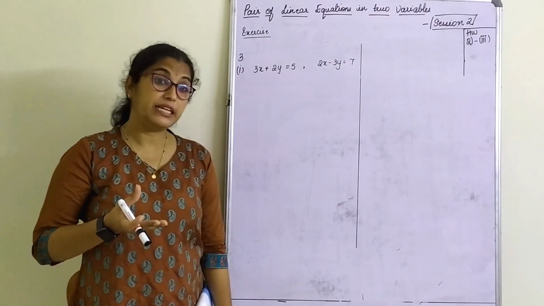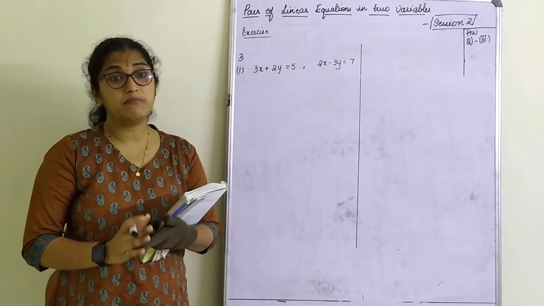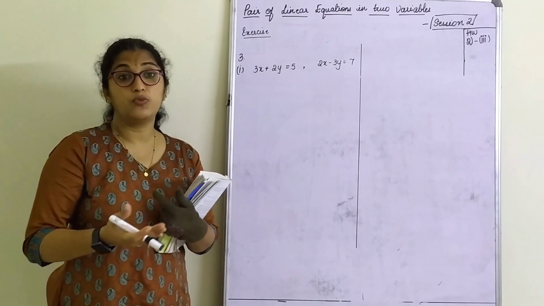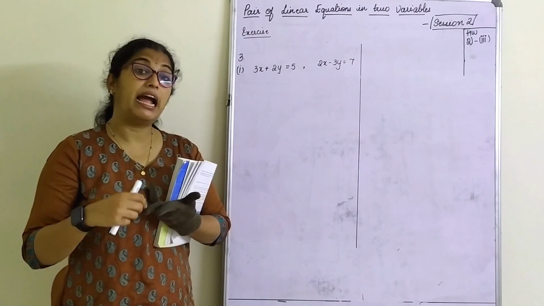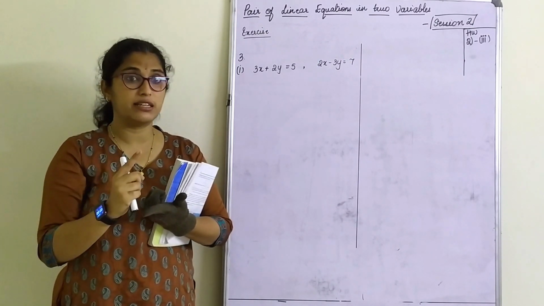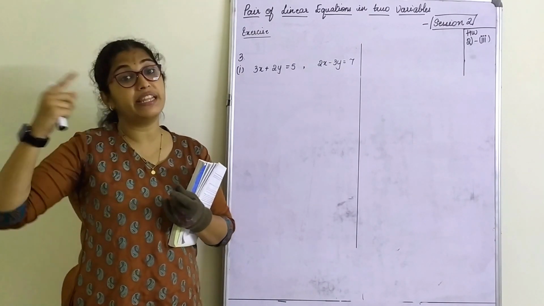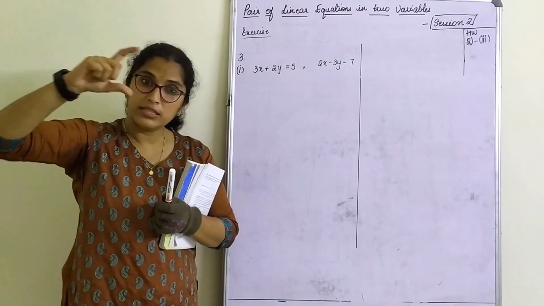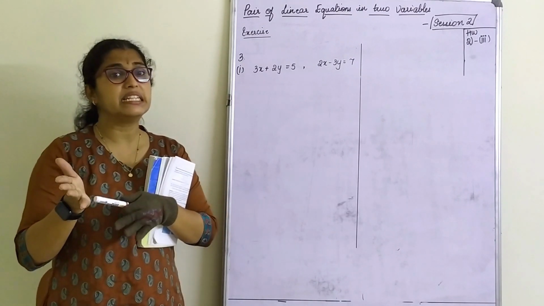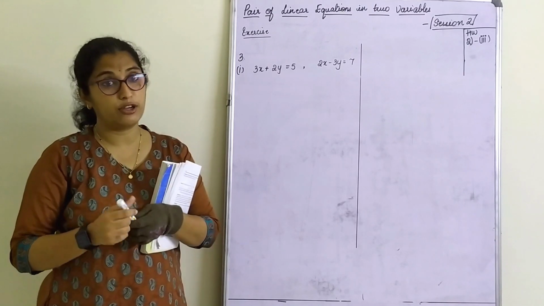What do you actually mean by consistency or inconsistency of a graph? Consistency means a graph can have at least one solution, right? So when the lines are intersecting and when they are coincident, in intersecting we have exactly one solution, a unique solution. But in coincident we have infinitely many solutions, but at least one solution exists. That is why they are consistent. Inconsistent means the graph cannot have any solution at all, right?